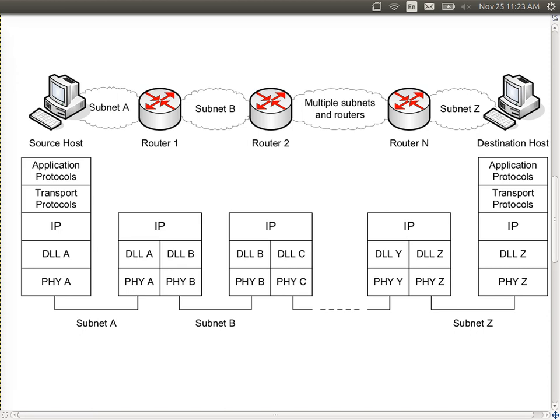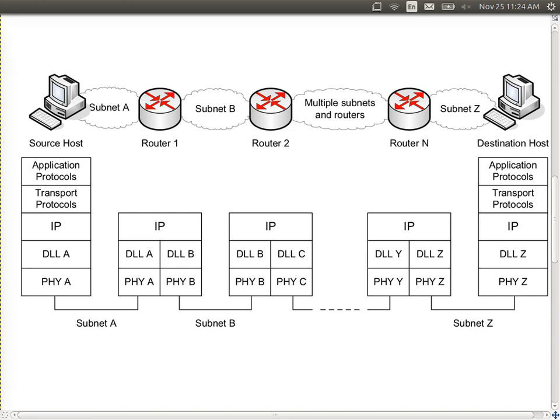The source host is connected to a subnet. Here I use the term subnet to refer to, say, a LAN. We could say that's subnet A. Also on that subnet is a router. So on the same network as the source host is another device, router 1. Router 1 connects also to subnet B. So a router is typically attached to two or more subnets at the same time. A host is usually attached to one subnet at a time.